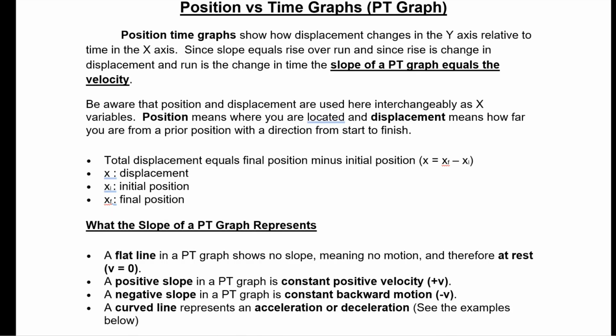So be aware that the position and the displacement are used here interchangeably as, again, that uppercase letter X variables. Position means where you are located, and displacement means how far you are from your prior position with a direction from start to finish. Very key there. All right, so total displacement equals final position minus our initial position. So our displacement X, or also written with a D, can be our position final minus our initial position, the X subscript F minus the X subscript I, lowercase x for displacement here.